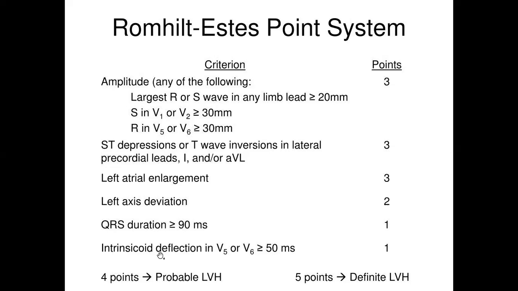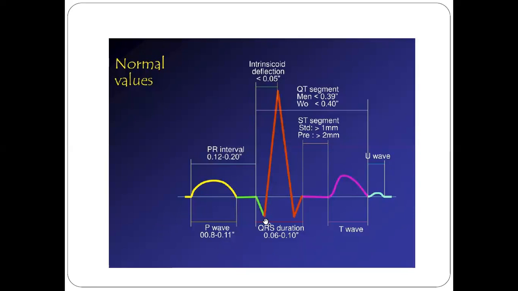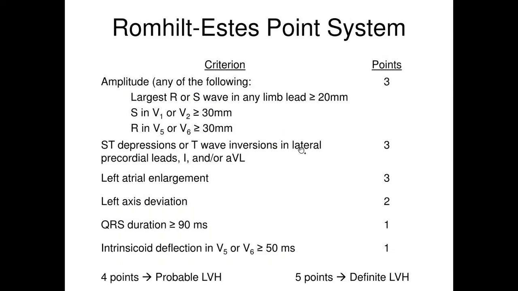Intrinsicoid deflection is nothing but the time to the peak of the R wave, from the initial part of the QRS to the peak of the R wave. If this duration is more than 50 milliseconds in V5 or V6, we give it 1 point. After adding all these points, if the score is 4, it is probable LVH. If it is 5 points or more, it is called definite LVH. So this is the Romhilt-Estes point system.